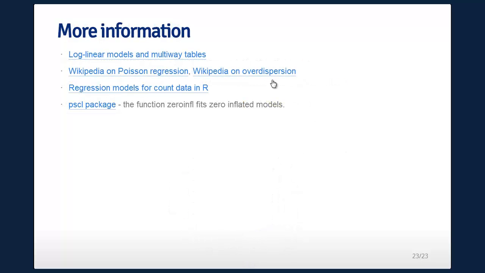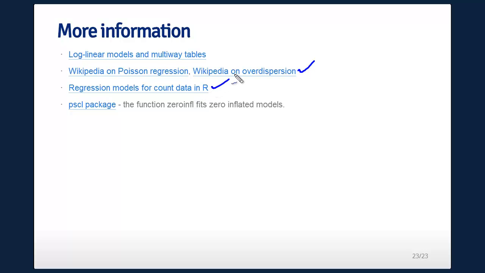Okay, so some more information. Jeff gives some links on log linear models and multiway tables. That's a whole discipline in and of itself. Maybe not the most relevant for a data science concentration, but for things like biostatistics, it's a very important topic. Wikipedia has a nice article on Poisson regression and a nice discussion of so-called overdispersion.